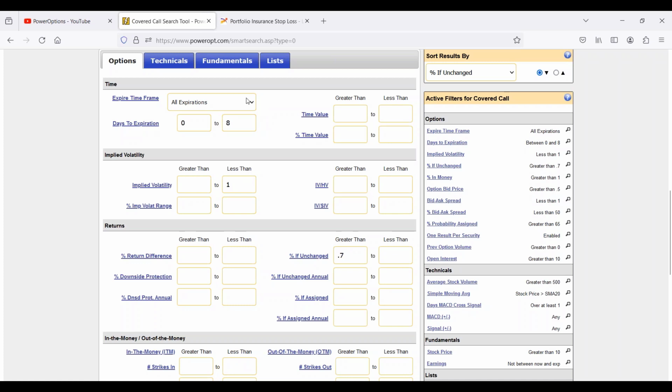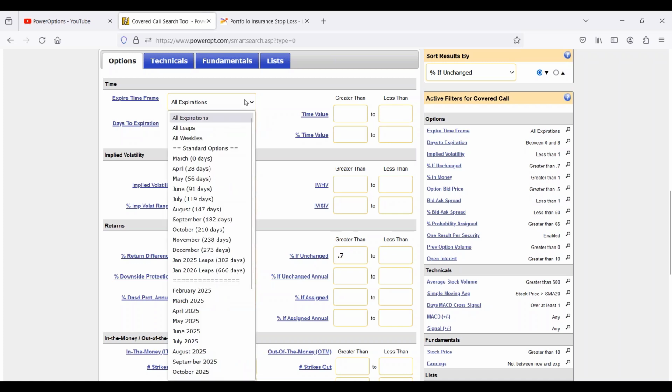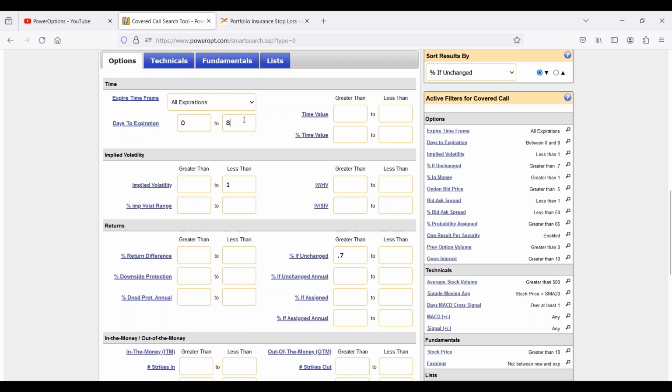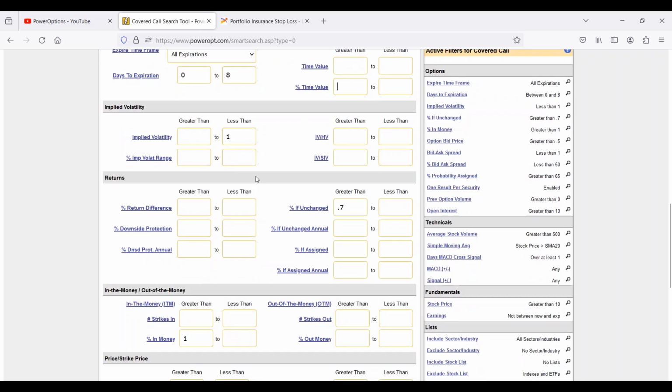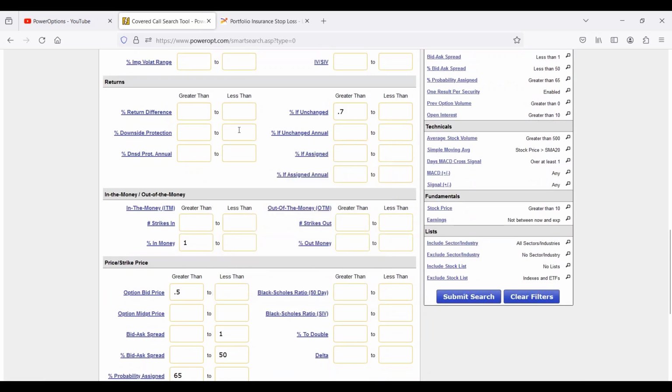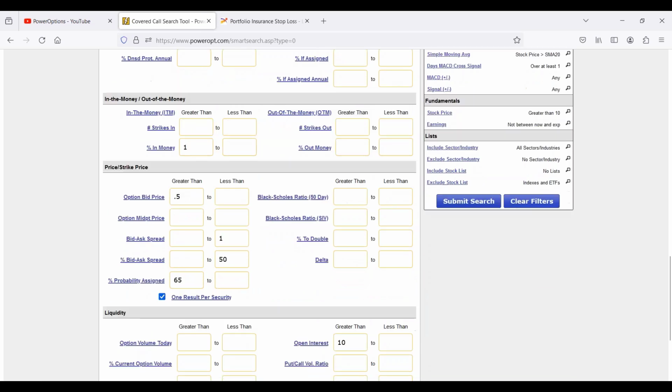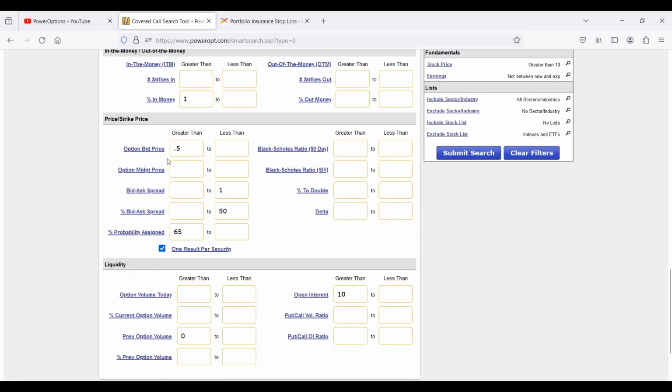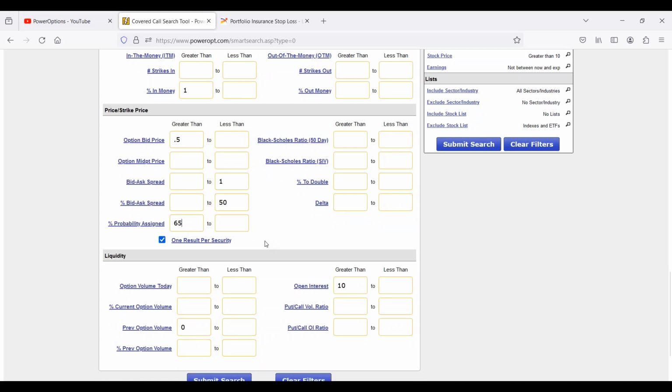So just in the covered call, in addition to our expiration time frame, whether you want to go monthly, all expirations, and set the days to expiration, screen by time value, implied volatility, percent implied volatility range, IV over HV ratios, looking for undervalued or overvalued options, the return, as we mentioned, downside protection, percent if unchanged, percent if assigned, and the annualized also. Range in or out of the money, bid price, midpoint price, percent to double delta, probability of, of course, assigned or probability of expiring worthless in a naked put.